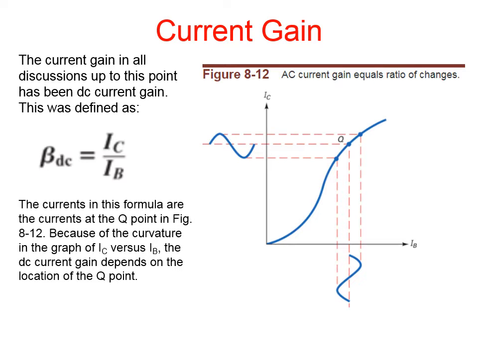The currents in this formula are at the Q point, because of the curvature in the graph of IC versus IB, the DC current gain depends strongly on where you are on this curve. So when you set up your resistors to bias your transistor, that's what determines your Q point. So this beta depends solely on where the Q point is, because the Q point varies depending on what IB and IC are.